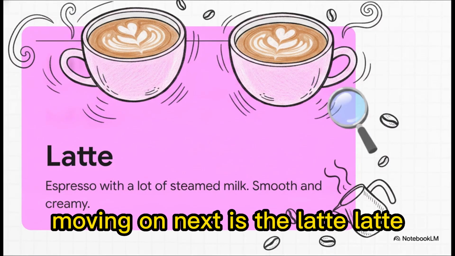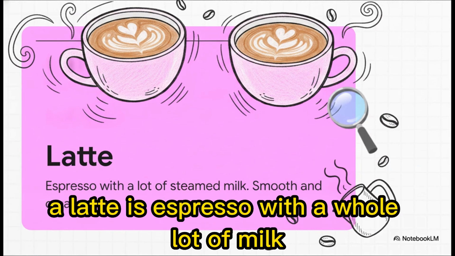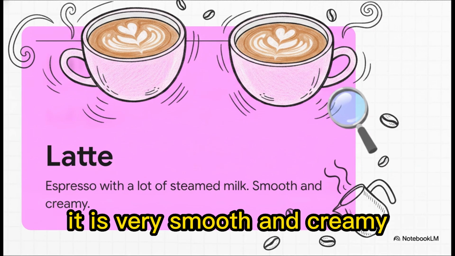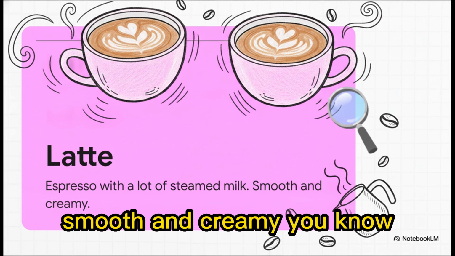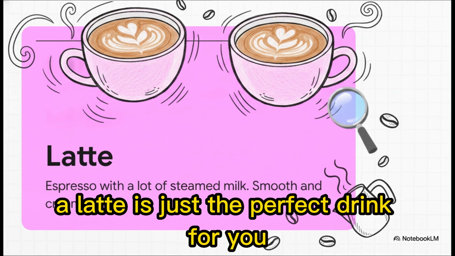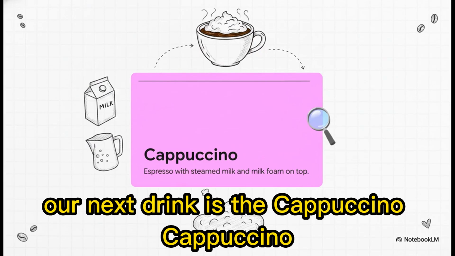Moving on, next is the latte. Latte. A latte is espresso with a whole lot of milk. And because it has a lot of milk, it is very smooth and creamy. Smooth and creamy. You know, if you really don't like very strong coffee, a latte is just the perfect drink for you. Our next drink is the cappuccino.